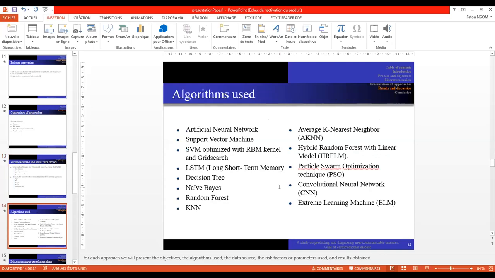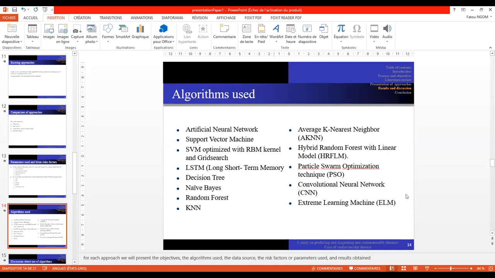Algorithms used. There is a list of algorithms used in these approaches, like artificial neural network, SVM, support vector machine, SVM optimized with RBF kernel, LSTM, decision tree, naive Bayes, random forest, KNN, hybrid random forest with linear models, particle swarm, convolution neural network, extreme learning machine.